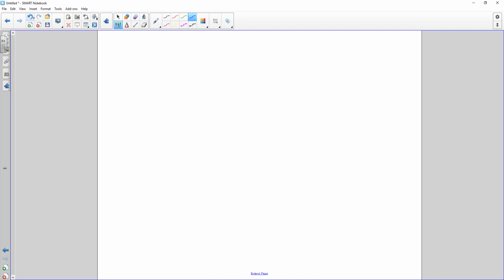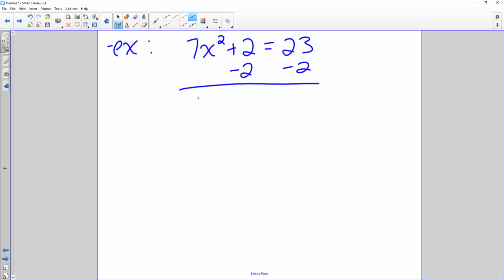Okay, let's do another one. How about 7x squared plus 2 equals 23? My first step is to isolate that x squared. So I'm going to subtract 2. 7x squared equals 21. Divide by 7. x squared equals 3. It's important to first isolate the x squared part, as long as there's no x term. In this problem, there's no x term, so I can do the square root property.